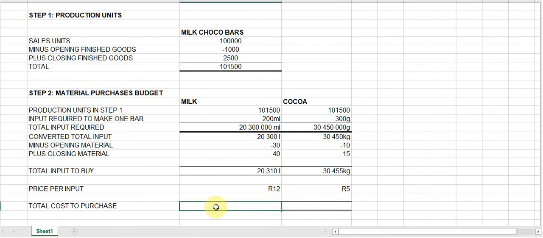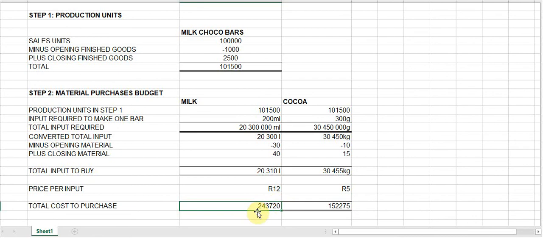Great. Now to get to the total cost, I need to take my final answer of input to buy, the 20,310 liters. I will times it by 12 Rand. And I also need to take the final answer of input to buy, 30,455, and I need to times it by 5 Rand. So that is going to give me 152,275. And please note that this is now in Rand terms.